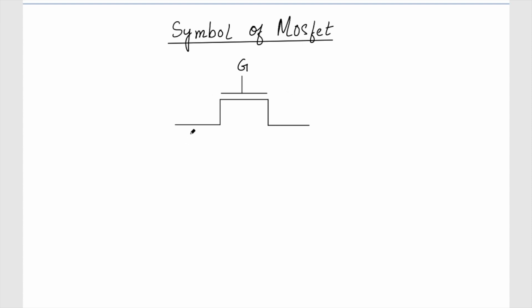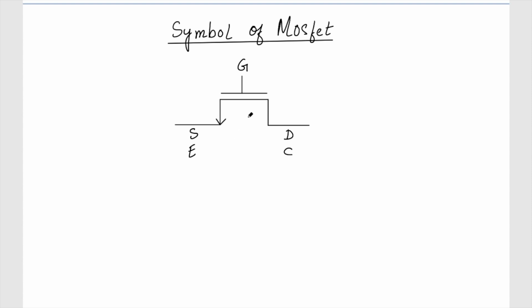This is my gate, and this is my source, and this is my drain. And of course, to differentiate between the source and the drain, an arrow is used. This arrow is basically the direction of the current. So the current flows from the drain to the source. Note that unlike the BJT, the MOSFET, you see, the drain and the source are analogous to the collector and the emitter of the BJT.